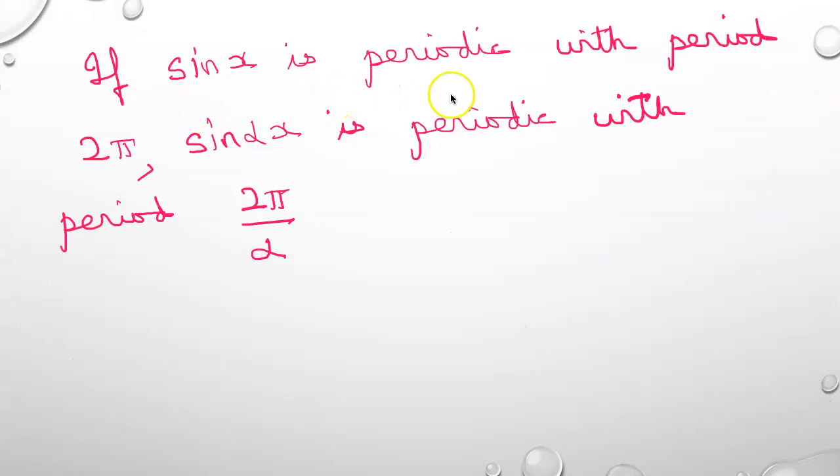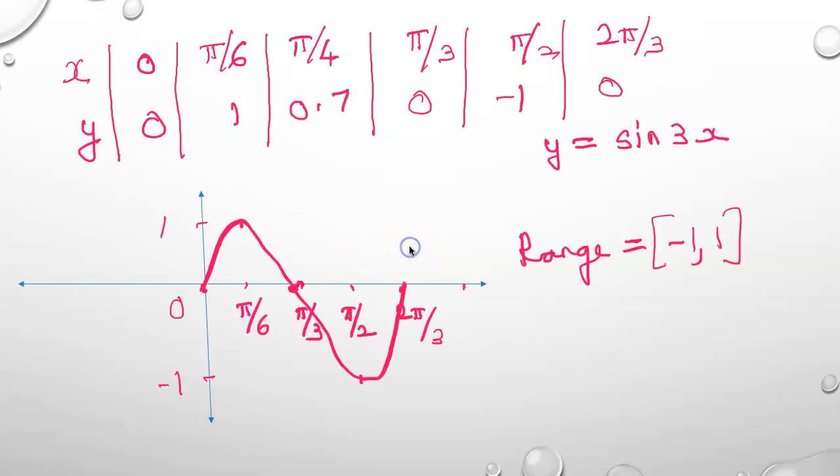Now if sine x is periodic with period 2 pi, sine alpha x is periodic with period 2 pi by alpha. We need to remember this. So coming to questions, draw the graph of sine 3x. It will be periodic with period 2 pi by 3. So we take values between 0 to 2 pi by 3.